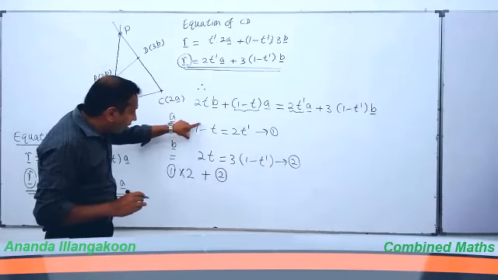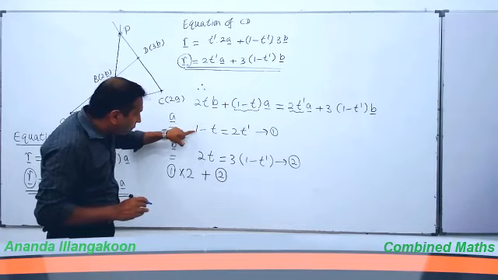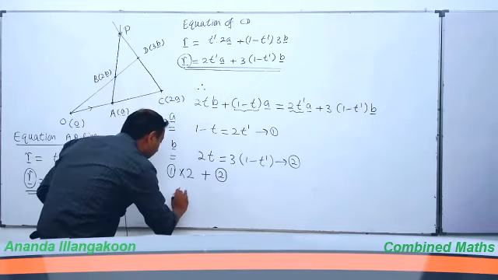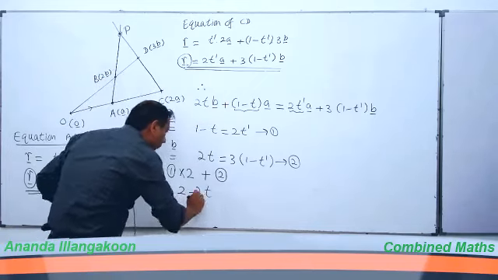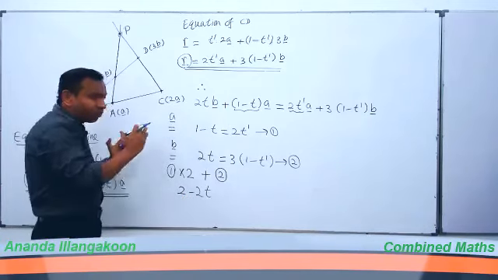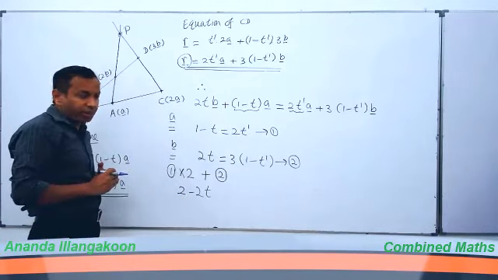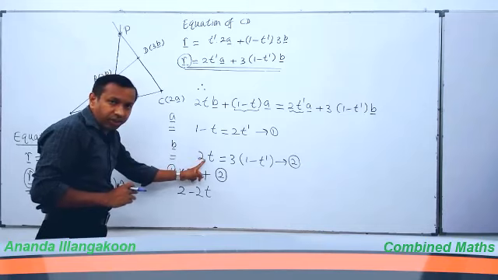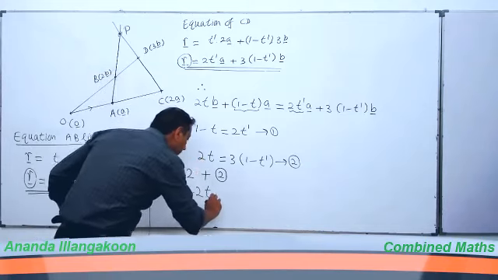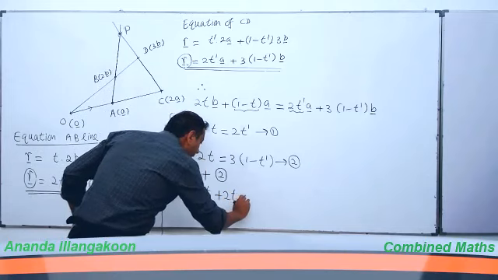This first will multiply by 2. 2 minus 2t, 2 minus 2t. That left hand side of number 1, we have to add that to the left hand side of number 2. It's 2t. Equals.